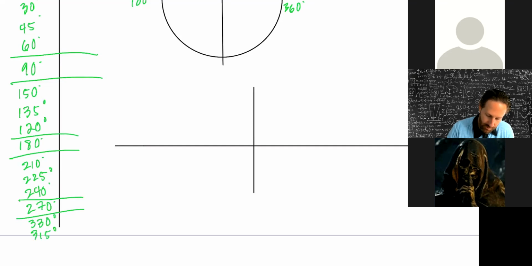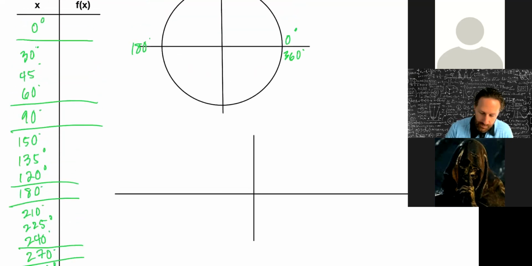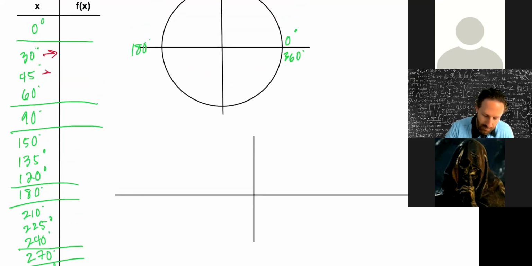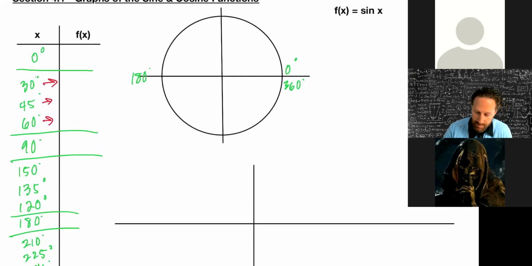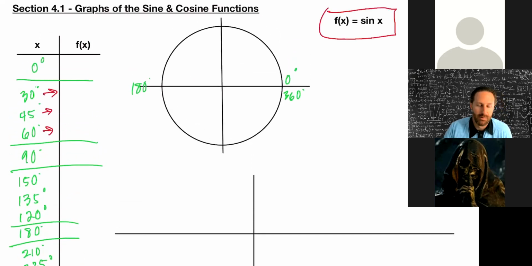$330, $315, and $300. Here's the cool thing about every single one of these. You already know the 30, the 45, and the 60 for sine are what? We just reviewed it. What's the sine of 30? Half. 1/2. Very good. What's the sine of 45? Square root of 2/2. And the 60. Square root of 3/2. Beautiful.